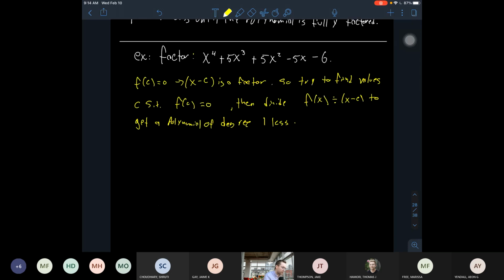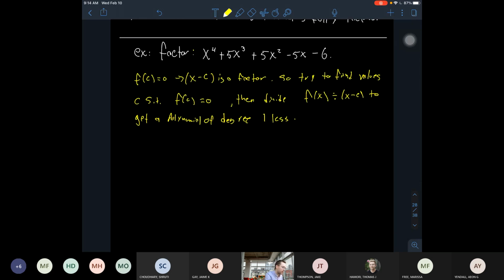Okay, so here's what I'm going to do. I'm going to try to guess numbers which I can plug into this thing and get 0. The first one I usually try is 0. Well, if I plug in 0, I'm going to get -6, and that's not 0, so I'm in trouble. But if I were to plug in 1, what would I get? I would get 1 plus 5 plus 5 minus 5 minus 6, which is equal to 0. And that tells me that x minus 1 is a factor.